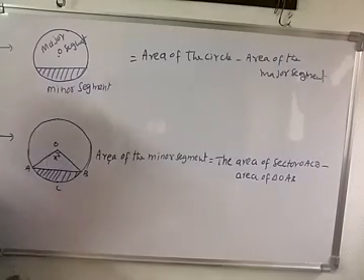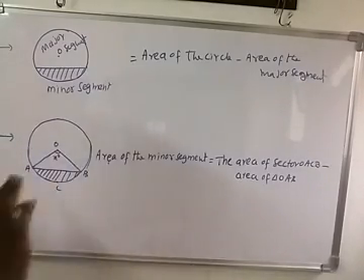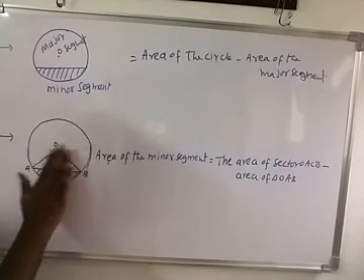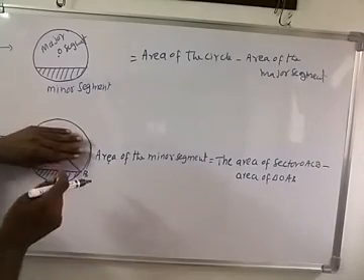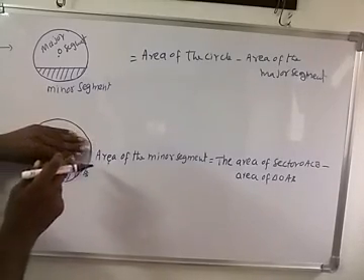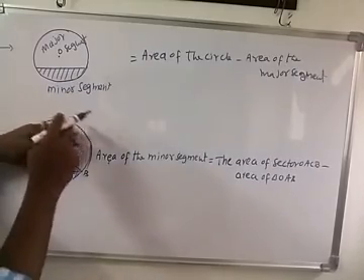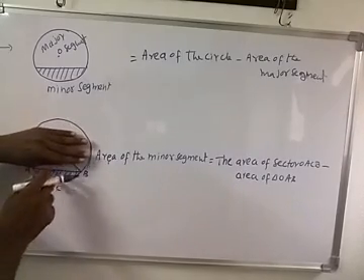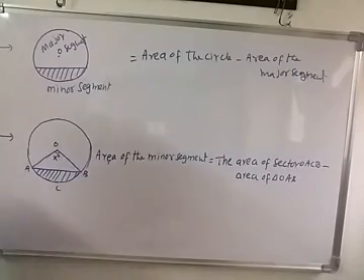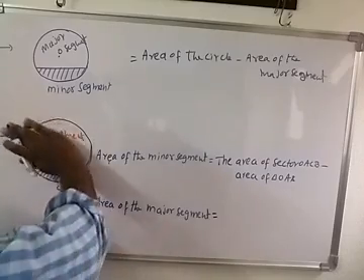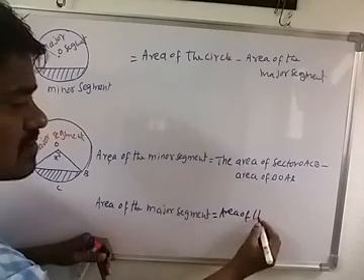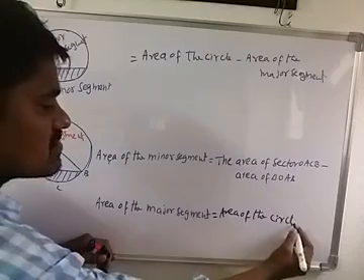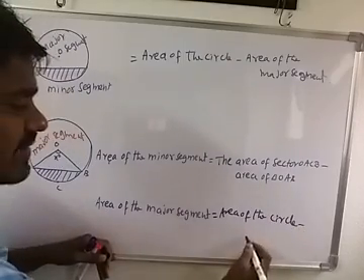And also now we are finding the area of the major segment. This is how we find it. The area of the major segment is equal to the area of the total circle minus the shaded region. That is the major segment area. So area of the major segment is equal to area of the circle minus area of the minor segment.